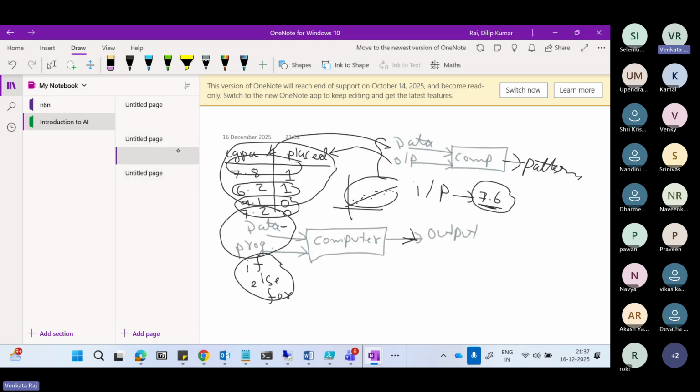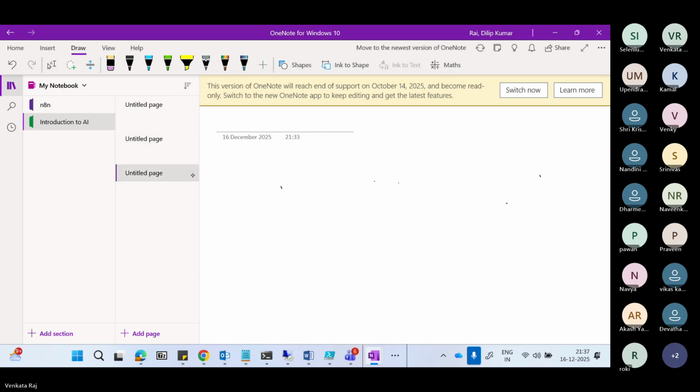Now we'll go with unsupervised machine learning. Unsupervised machine learning is quite opposite of supervised machine learning. In supervised machine learning, we fed both input and the output data to the model to find a pattern between them. Okay.